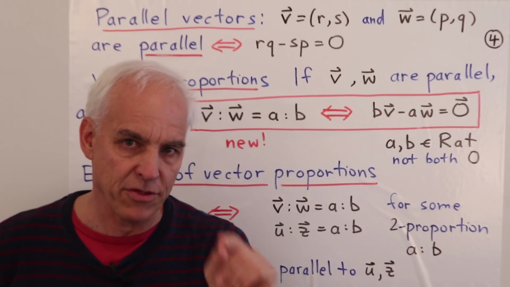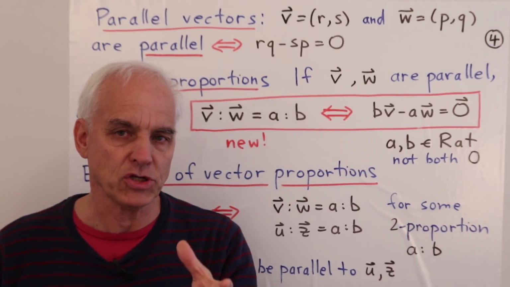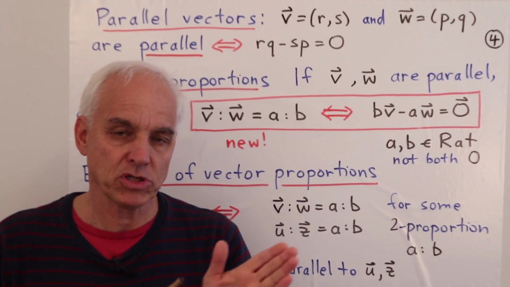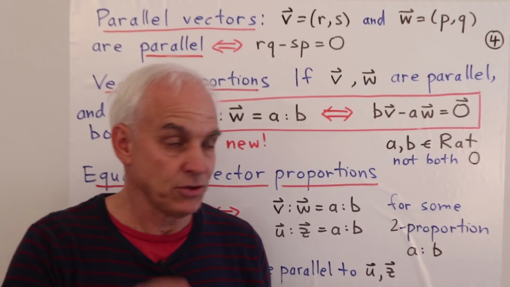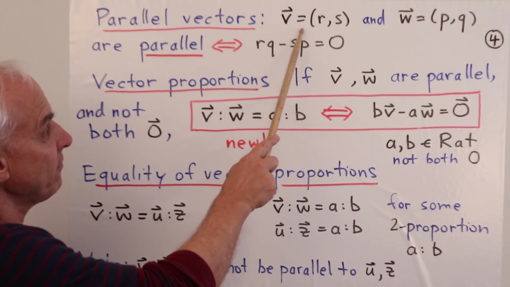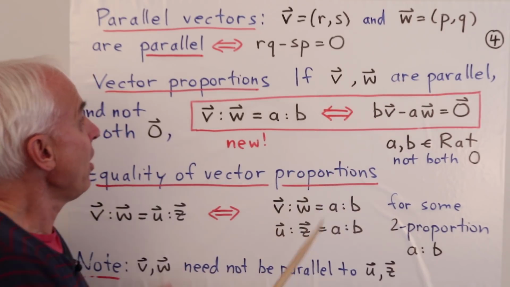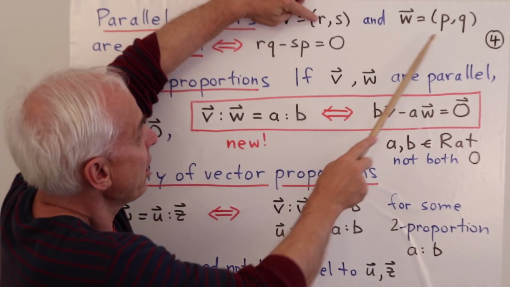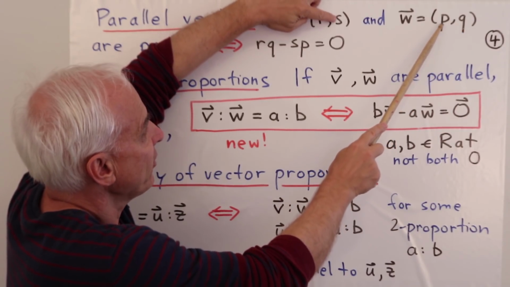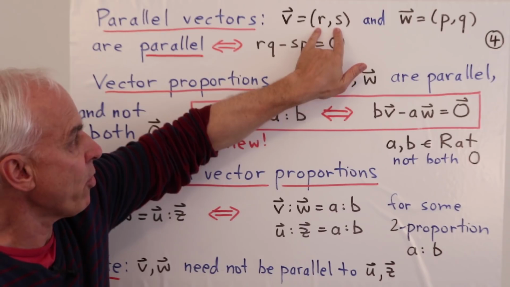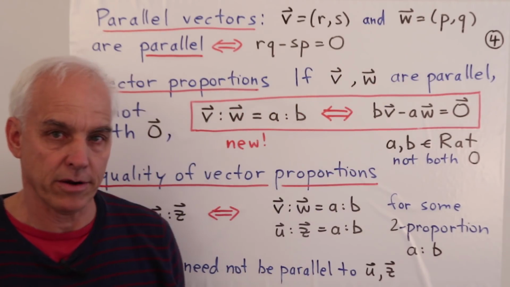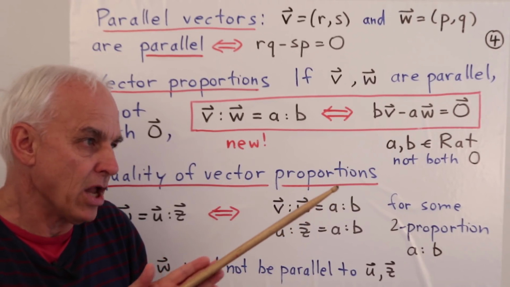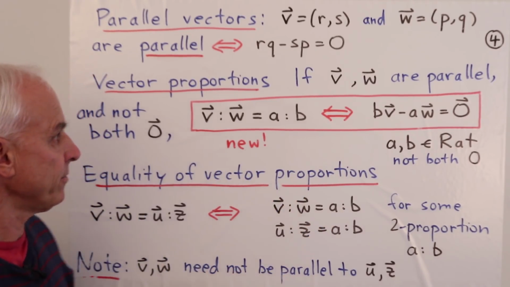Now I want to introduce another new terminology having to do with proportions. So I want to talk about vector proportions, proportions between parallel vectors. To do that, I just need to remind you that two vectors, say v equals rs and w equals pq, are parallel, pointing in the same direction, precisely when r times q minus s times p equals 0. In other words, whether the proportion here equals the proportion there, which is equivalent to saying that the lines they generate, or lines in those directions, are parallel.